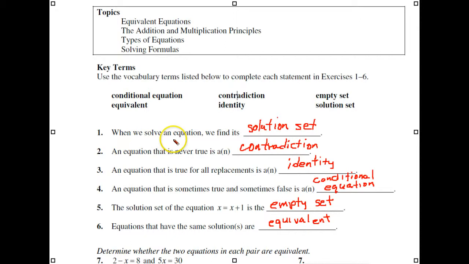When we solve an equation, we find its solution set. An equation that is never true is a contradiction. An equation that is true for all replacements is an identity. An equation that is sometimes true and sometimes false is a conditional equation.